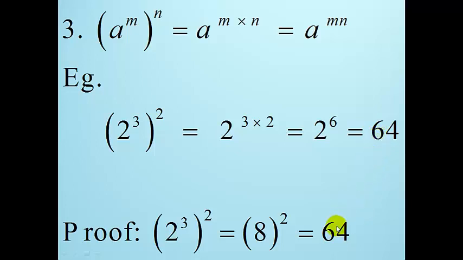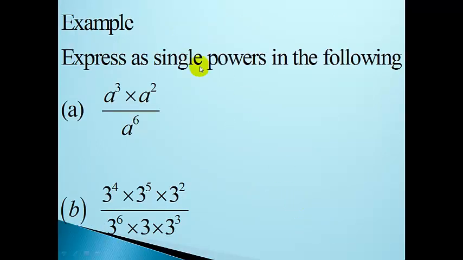And that is the proof of law number 3. Now example, express as single powers in the following. A, a raised to the power 3 times a raised to the power 2, all divided by a raised to the power 6. B, 3 raised to the power 4 times 3 raised to the power 5 times 3 raised to the power 2, all divided by 3 raised to the power 6 times 3 raised to the power 3.